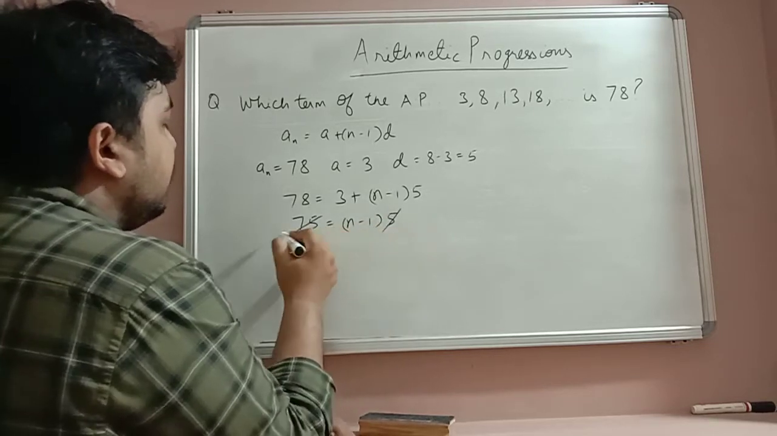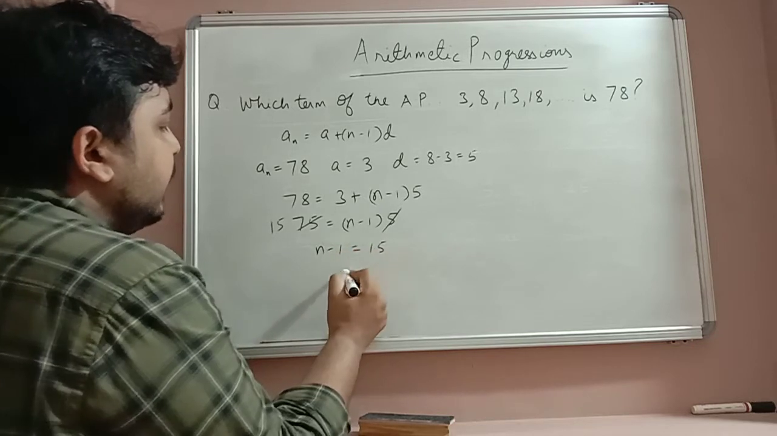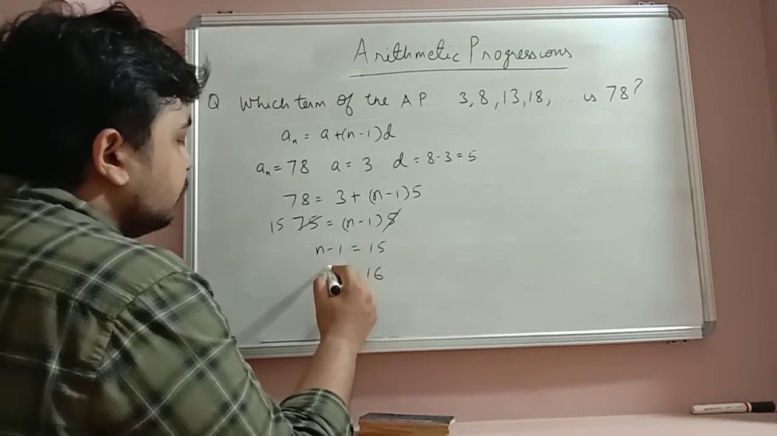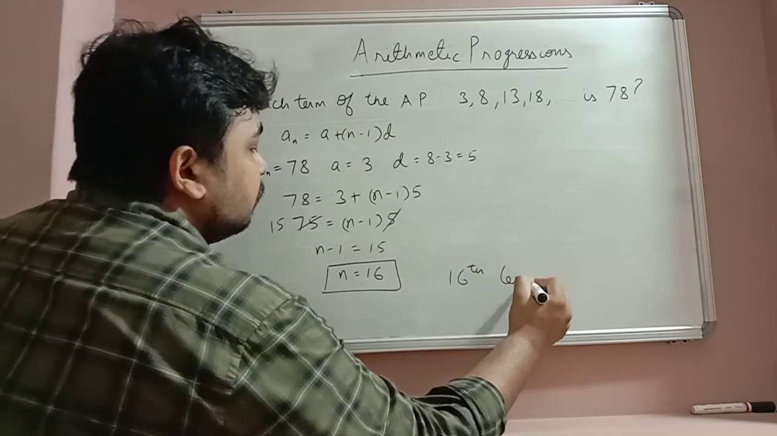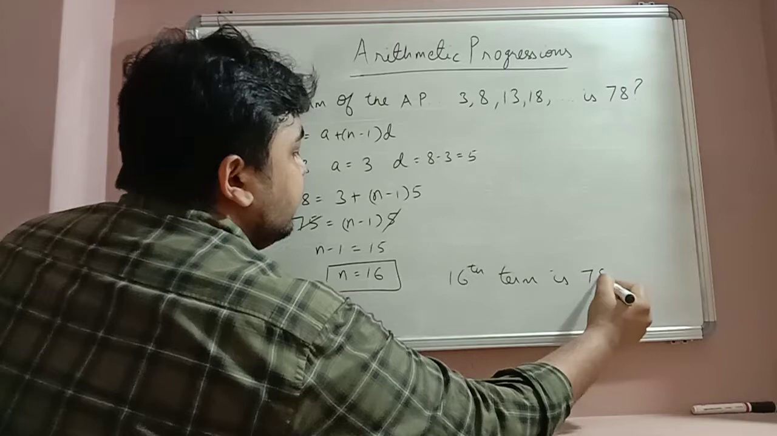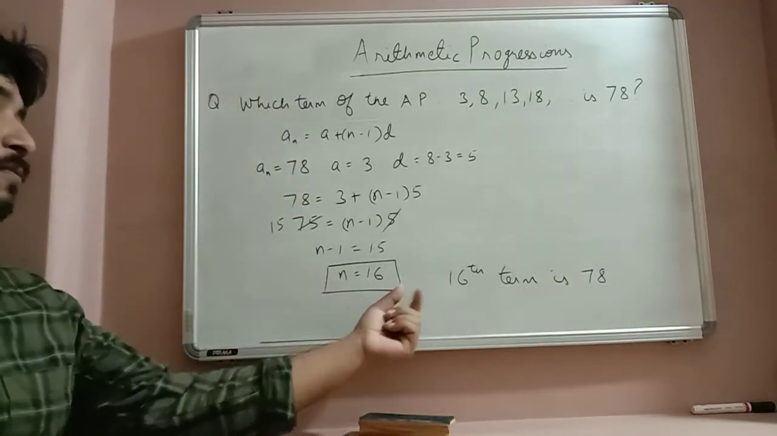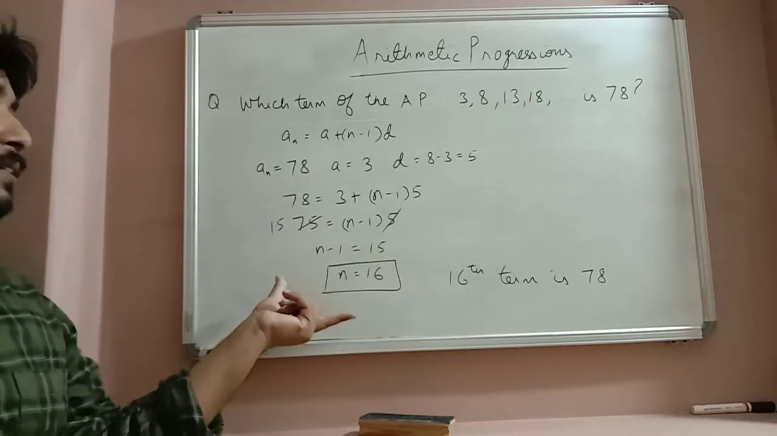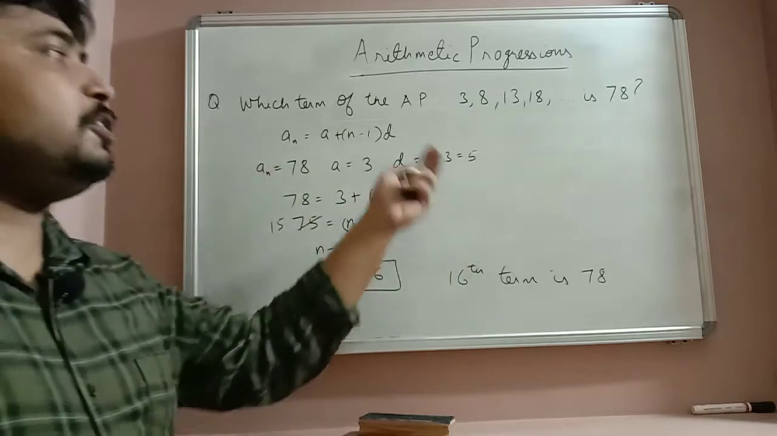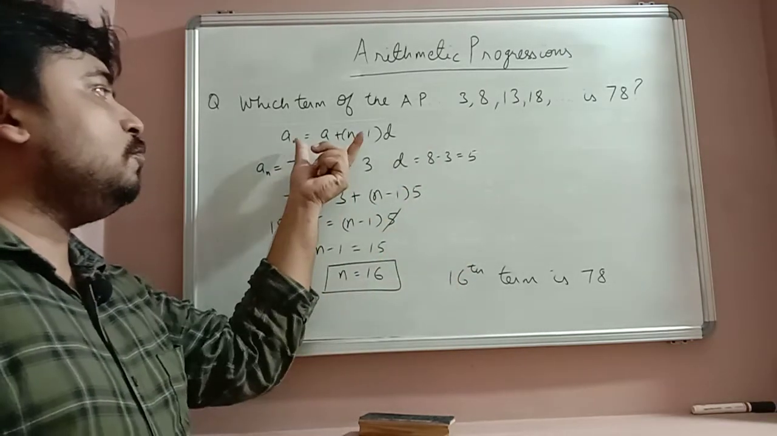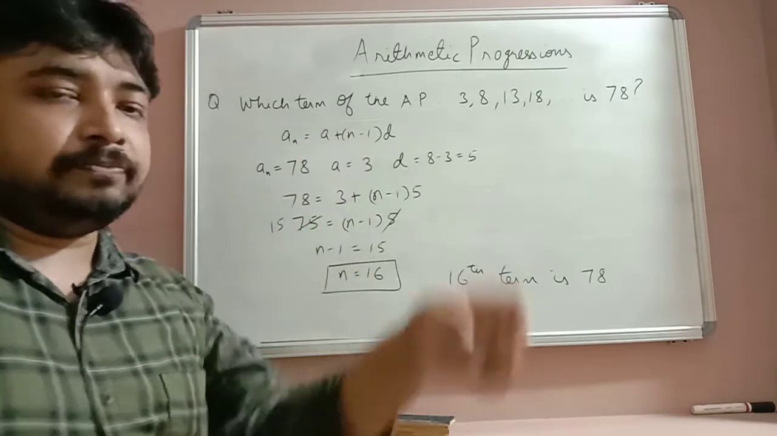Now we can easily cancel out with 5. So n minus 1 equals 15. n equals 16. So the 16th term is 78. So we found out that the 16th term of this AP is 78. I hope this is clear to everyone. It is a very simple problem. We can have any number of questions of this type, and we have to use this expression a_n equals a plus (n minus 1) into d.